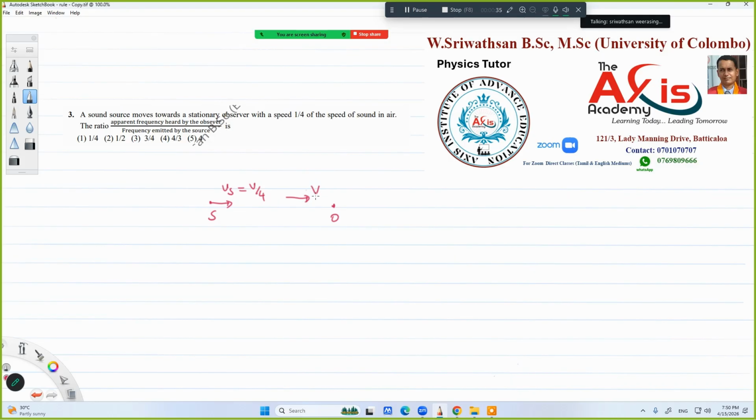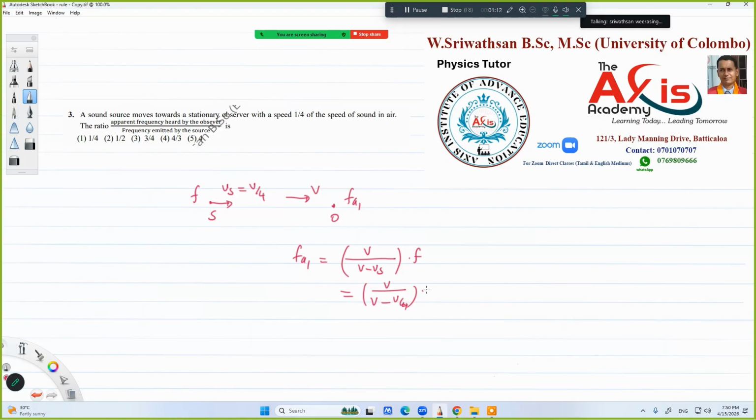Always we need to indicate the velocity of sound in air towards the observer. The observer is stationary. The natural frequency emitted by the source is f, and the apparent frequency heard by the observer is fa1. So we can write the formula, according to the tricks that I have explained during the class. This is relative velocity with respect to the observer, that means v, over relative velocity with respect to the source, v minus vs, into the natural frequency. Here vs is v by 4, into f.